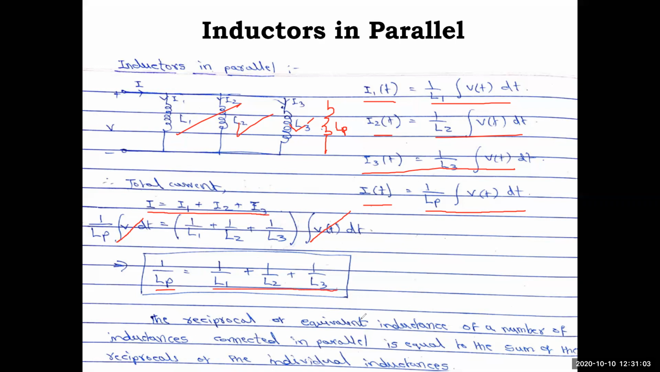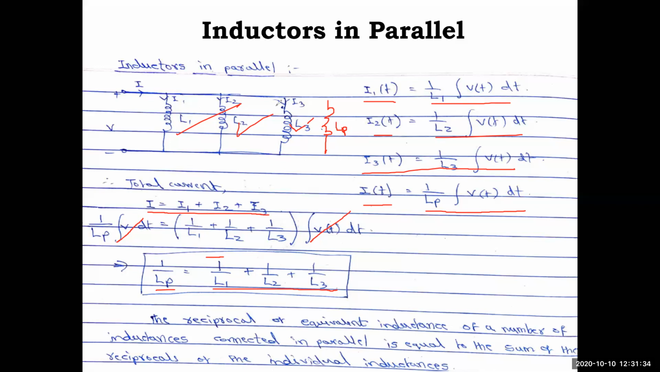The reciprocal of the equivalent inductance of a number of inductances connected in parallel is equal to the sum of the reciprocals of the individual inductances. If you have to calculate LP here, you have to take the inverse again. 1 by LP you will get as some value, and then you take 1 by that value, and you will get the LP value. That we substitute as the equivalent inductance. Okay, so this is the method.